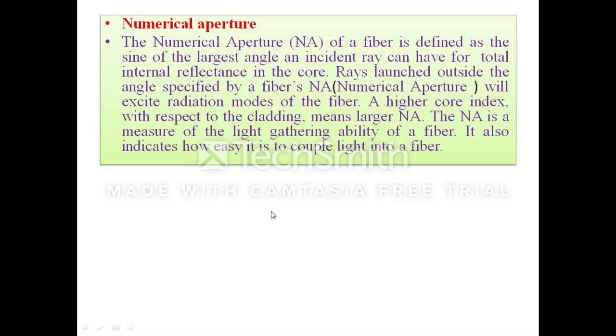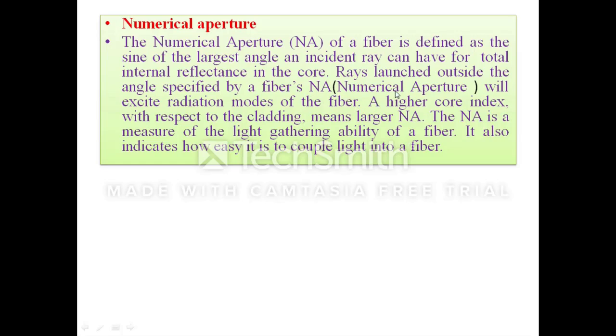Then numerical aperture. The numerical aperture of a fiber is defined as the sine of the largest angle an incident ray can have for total internal multiple reflection. The rays launched outside the angle specified by the fiber's NA will excite the radiation mode of the fiber. A high core index with respect to the cladding means a larger NA. The NA is a measure of the light gathering ability or capacity of the fiber. It also indicates how easy it is to couple light into the fiber.